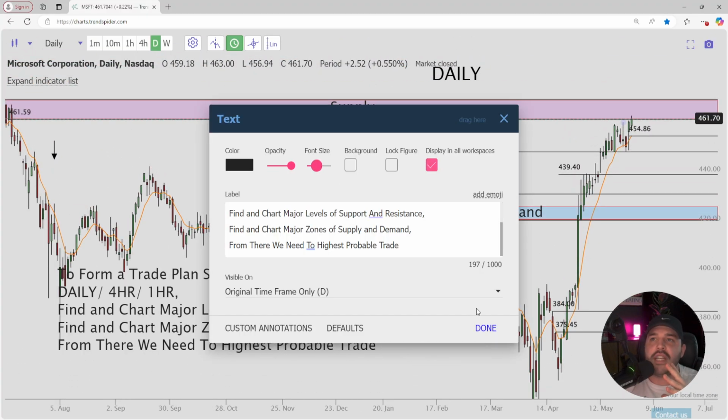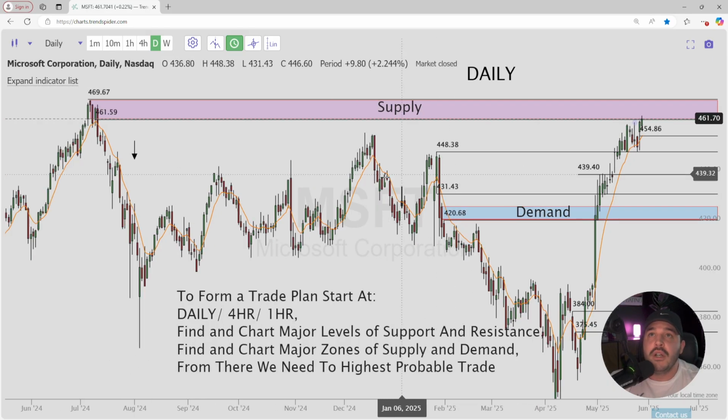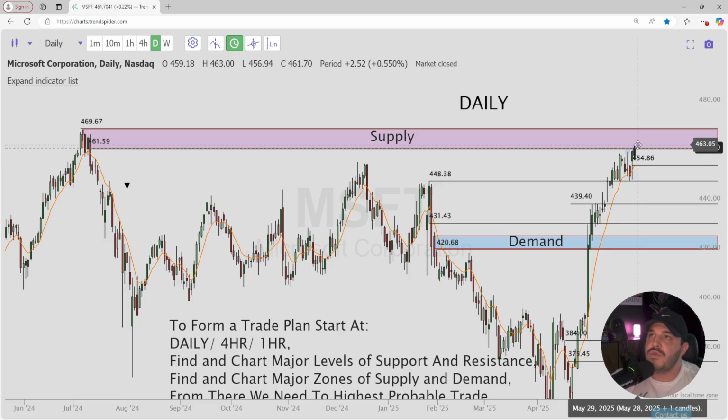So when we're looking at support and resistance, I've already mapped out some major support and resistance levels for you. And I've also mapped out supply and demand. As you guys can see here, big supply, where a lot of sellers were left. Huge move to the downside. Demand, this is where we held. Huge move to the upside, back into the supply.